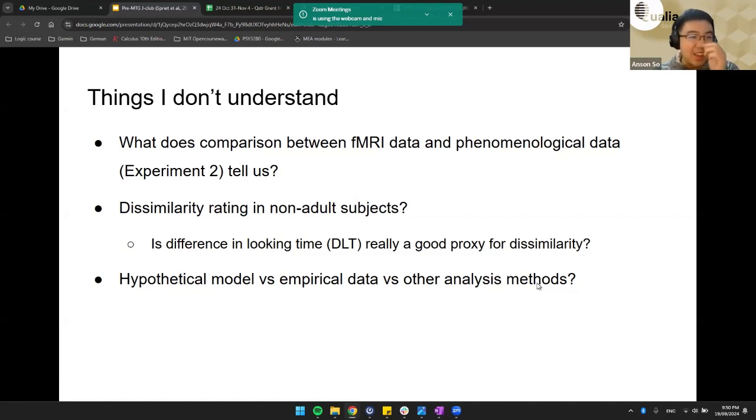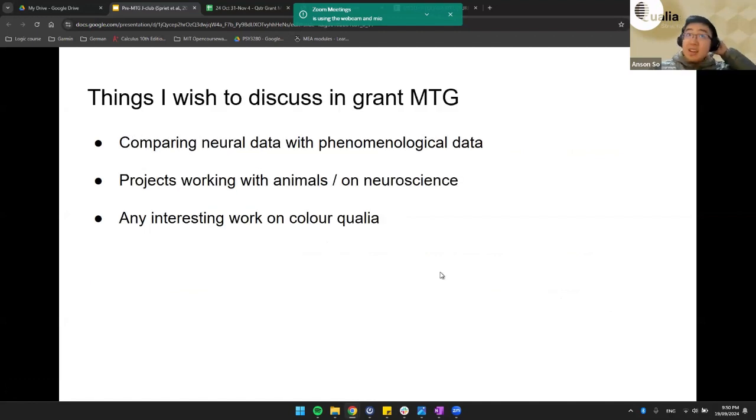All right. And finally, the things that I wish to discuss in the grant meeting a little bit more. The first is about comparing neural data with phenomenological data. This is one of the things that the paper has tried to do: compare fMRI results with, in this case, difference in looking time results. I don't think they have done it quite convincingly, but I'm not sure if there are ways that others have looked into it and see how that should work.